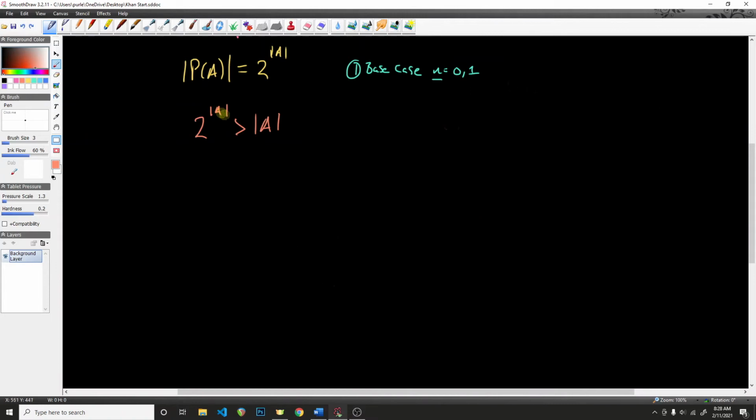So all we need to prove is that this equation is true for the case of 0. So 2 to the 0 is greater than 0. We can see that anything to the 0th power is going to be 1. That is greater than 0. And we have the case where n is equal to 1.